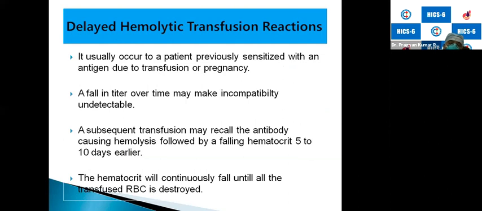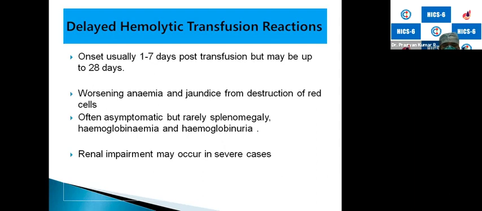So somebody received blood 5 to 10 days earlier, and after 10 days there occurs a fall in hemoglobin. So hematocrit will continue to fall until all the transfused RBCs are destroyed. It's a very minuscule presence of antibody which starts to reactivate after 10 days and starts destroying the donor's PRBC.